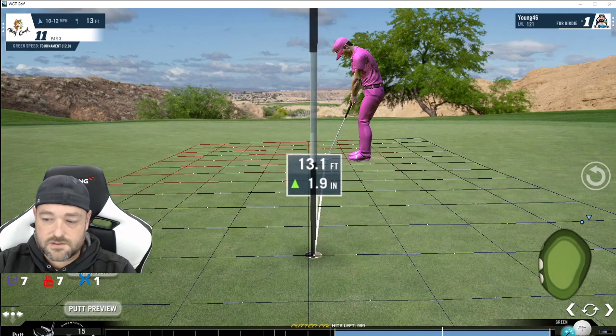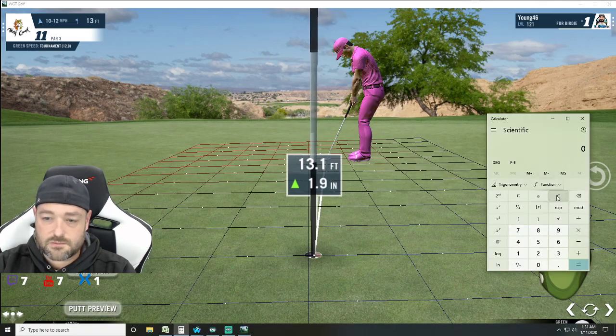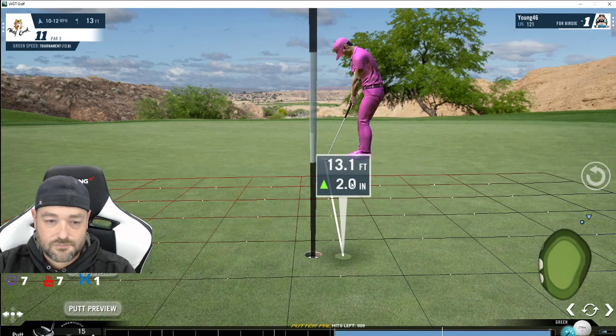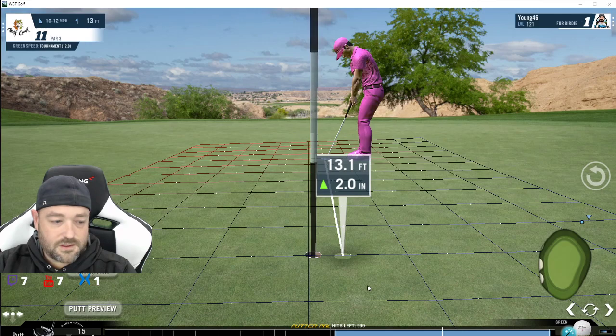That does not make sense. Let's do that again, because I think I might have messed something up. 0.66, no, I did that right. Times 13.1, plus our elevation, plus 2. No, we're good. Okay. And again, we're going to hit this 21%.